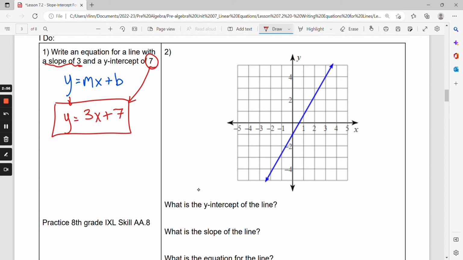So we can get a little bit more practice on that by going here and getting some practice in that. After we finish that, we'll go ahead and move on to our next step.